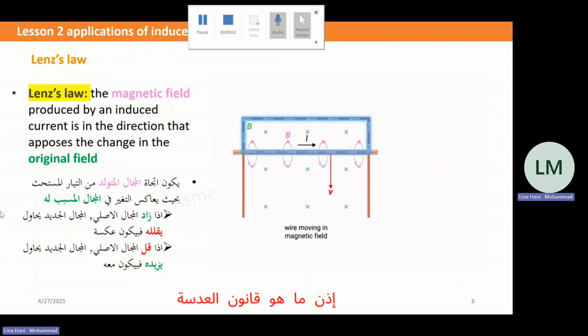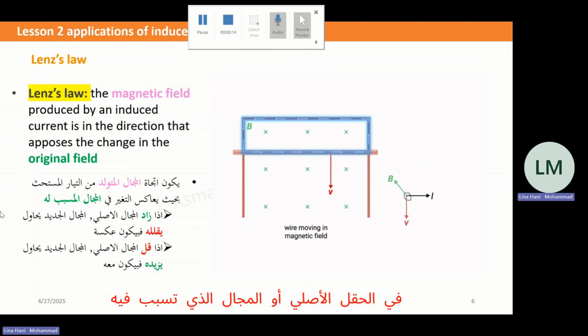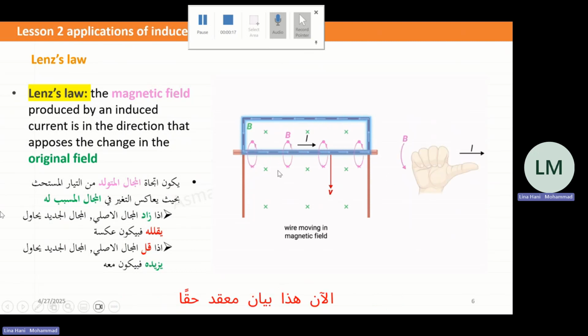So what is Lenz's law? Lenz's law states that the magnetic field produced by the induced current is always in the direction that opposes the change in the original field, or the field that induced it. Now this is a really complex statement.